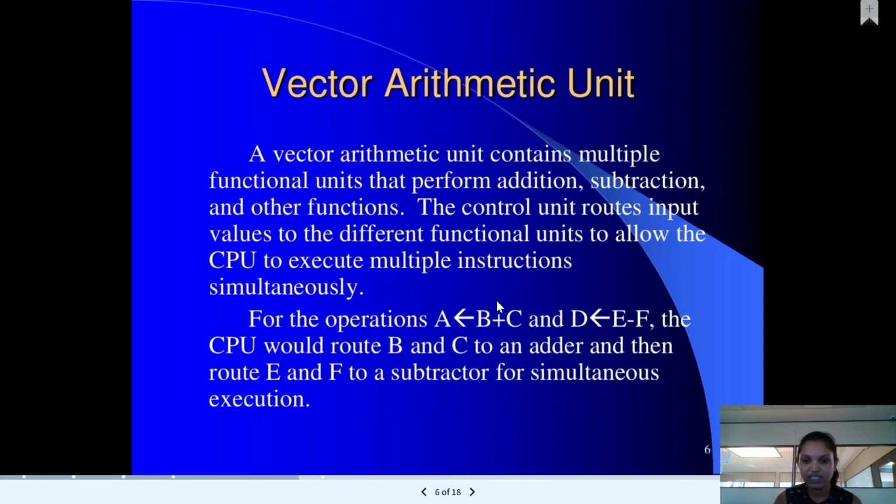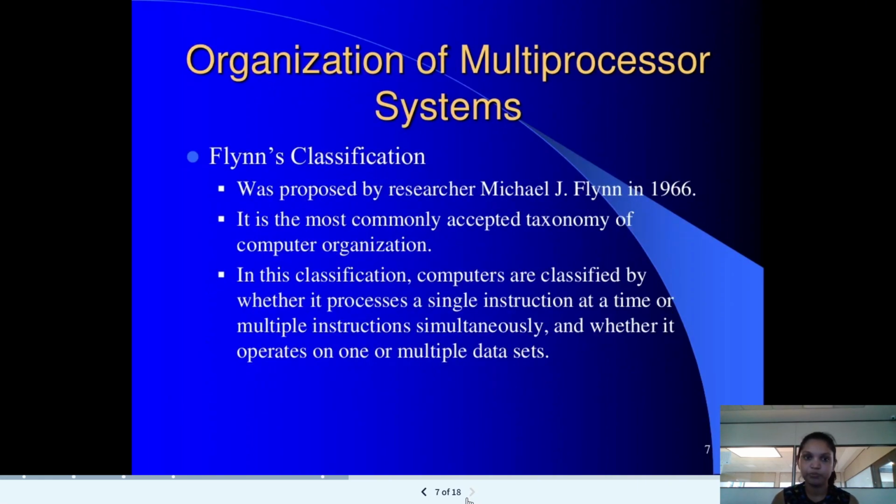One is B and C getting added and the answer stored in A, and the other is E and F getting subtracted and the result stored in D. So they both are occurring simultaneously. Then what would the CPU do? The CPU would route B and C to an adder and E and F to a subtractor for simultaneous execution. So they both can execute at the same time. So they are occurring in parallel. Hence it is an example of parallel processing.